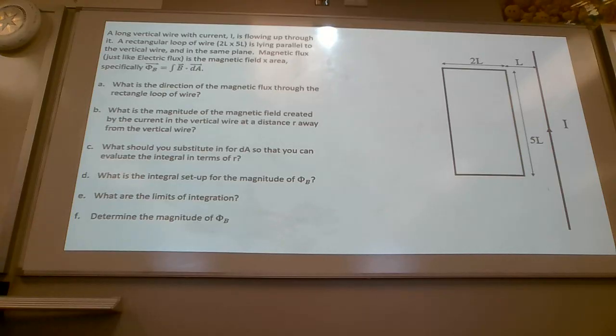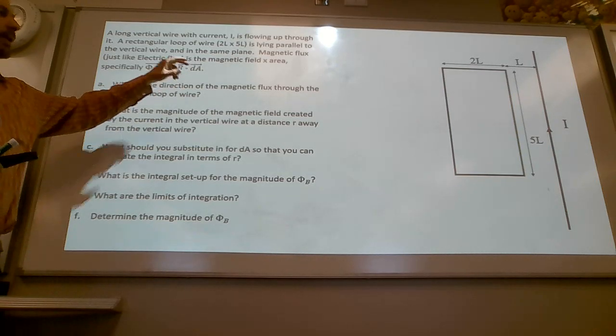A long vertical wire with current I is flowing up through it. A rectangular loop of wire 2L times 5L is lying parallel to the vertical wire and is in the same plane as the wire. Magnetic flux is just like electric flux. Magnetic field times the area, specifically phi B is equal to the integral of magnetic field with area.